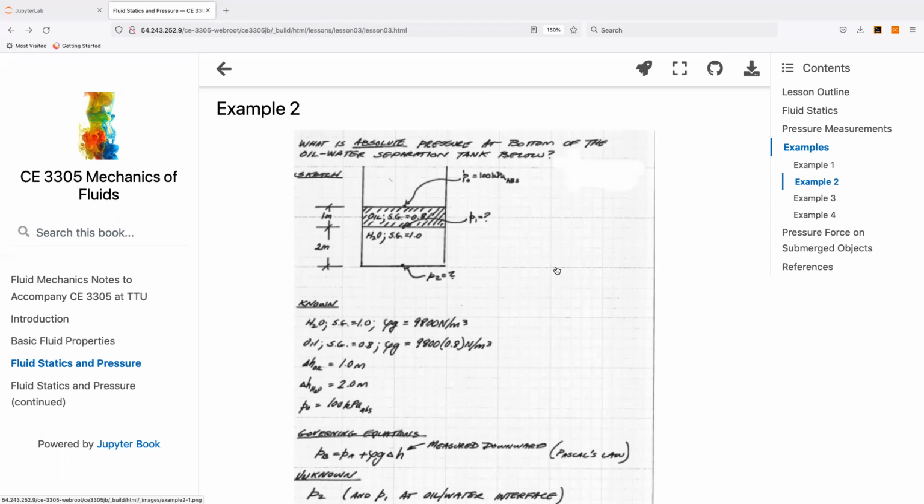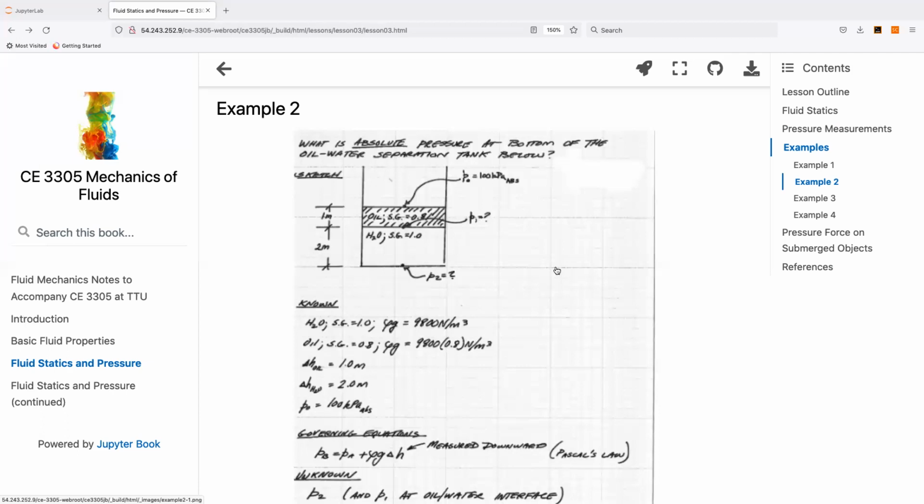Okay, so back to our problem. We have this oil there. It's 1 meter thick, sitting on top of 2 meters of water in a tank. And for some reason, you're curious what the pressure is at the bottom of the tank. So in this case, we're moving down through 2 fluids. So essentially, we have 2 of the prior problems in series. We'll figure out what the pressure is at the oil-water interface, and then from there, we can figure out what the pressure is at the bottom of the column of water.